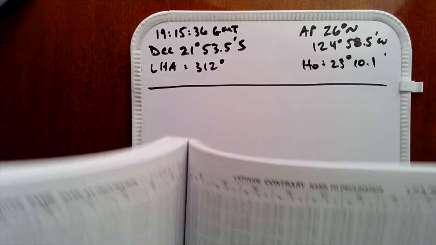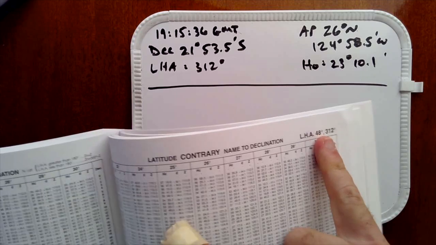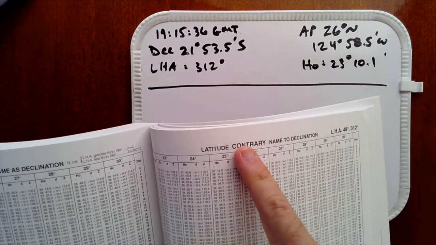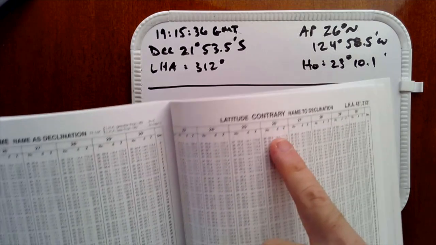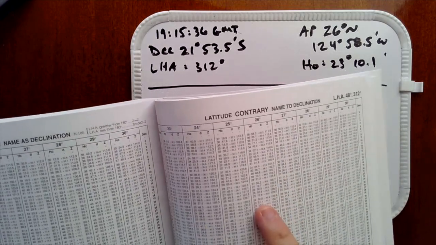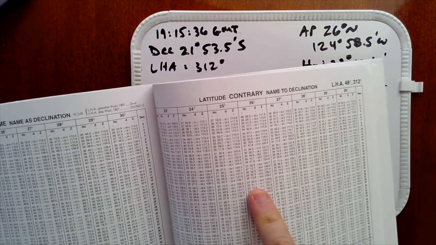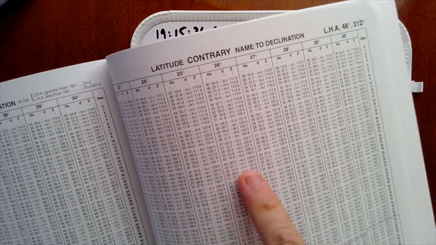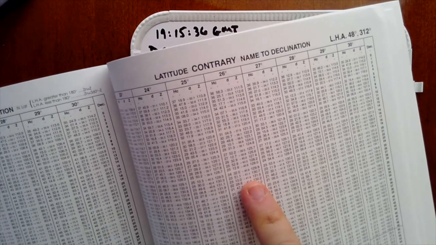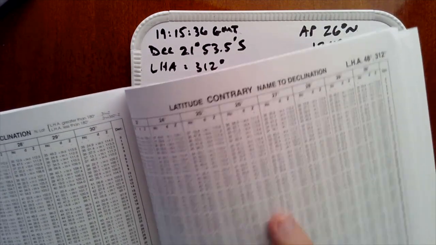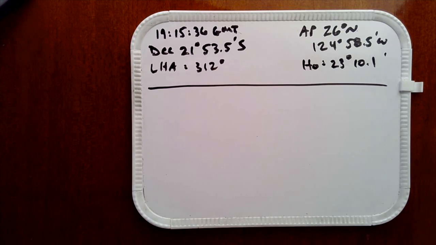All right, so here we've got an LHA of 312. We're contrary pages, a latitude of 26, and a declination of 21. So when we pull that stuff out, right here we can see our HO, our D, and our Z value. All right, so we'll note that it's negative for the D value, and we'll note all that other information down.